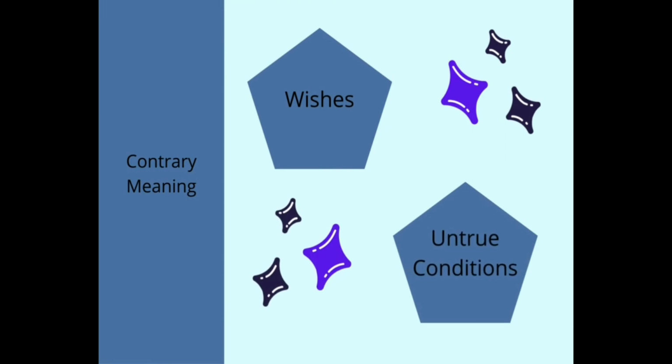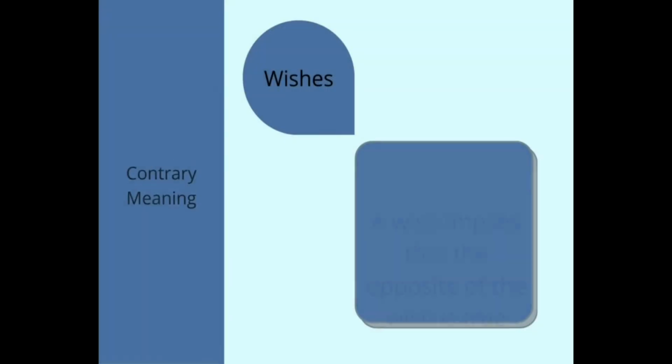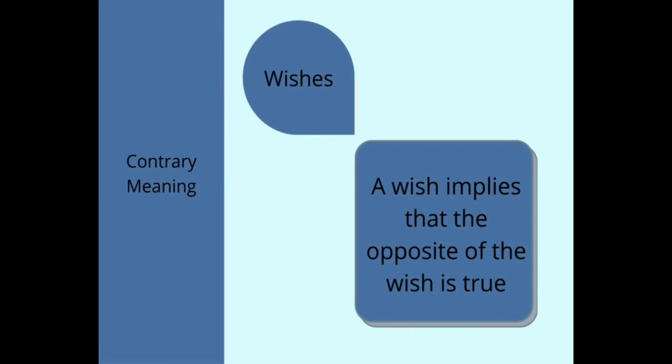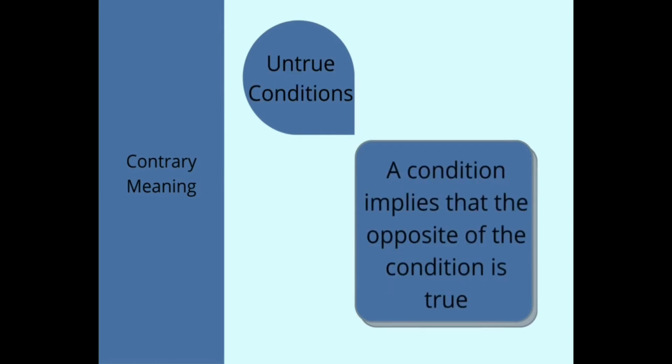There are wishes and untrue conditions. A wish implies that the opposite of the wish is true, while an untrue condition is a condition that implies that the opposite of the condition is true.